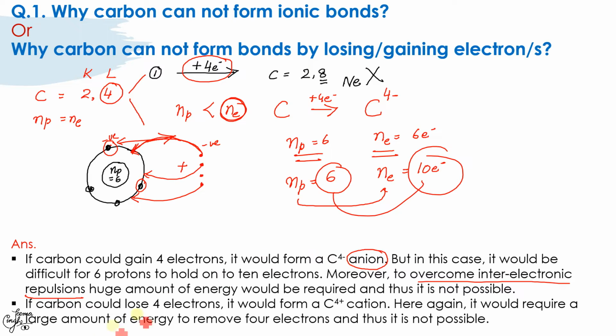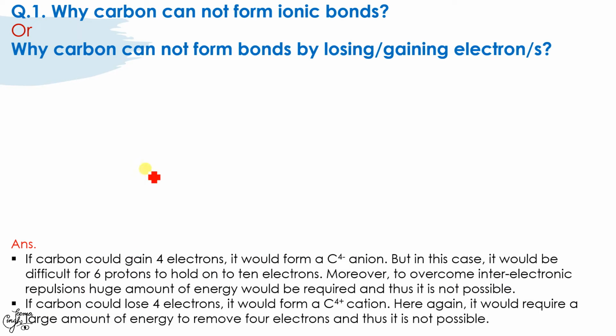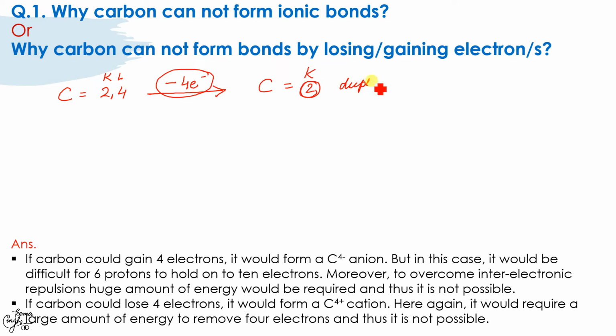Now let's take up the other case. If carbon could lose 4 electrons, again the configuration is 2, 4. If this carbon loses 4 electrons, why are we saying 4 electrons? If this scenario happens, carbon is going to have 2 electrons in its outermost shell, because all 4 electrons have gone, they've been lost, and now its duplet will be complete and it will have a configuration similar to that of helium, the inert gas helium. Now even this is not possible, and let us find out why.